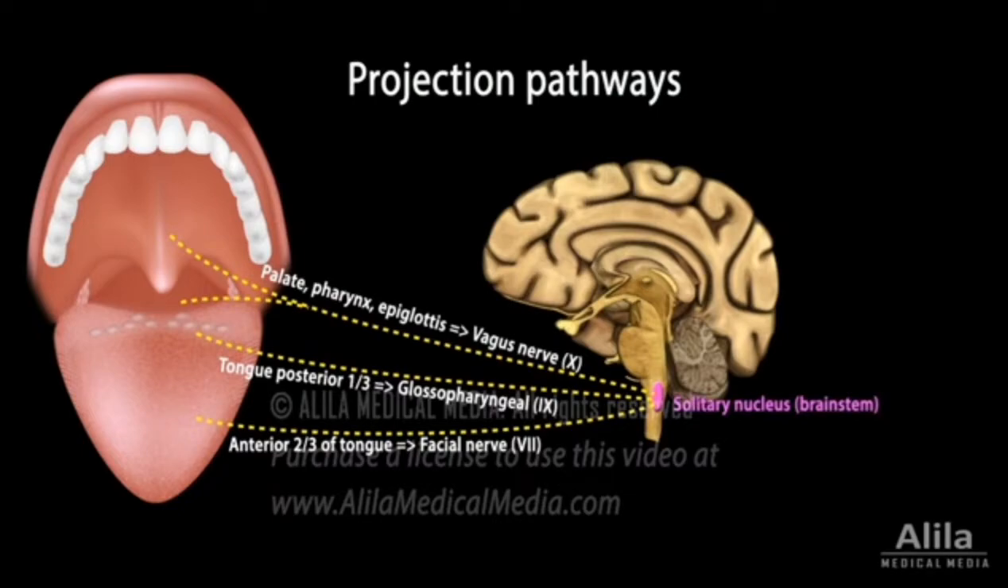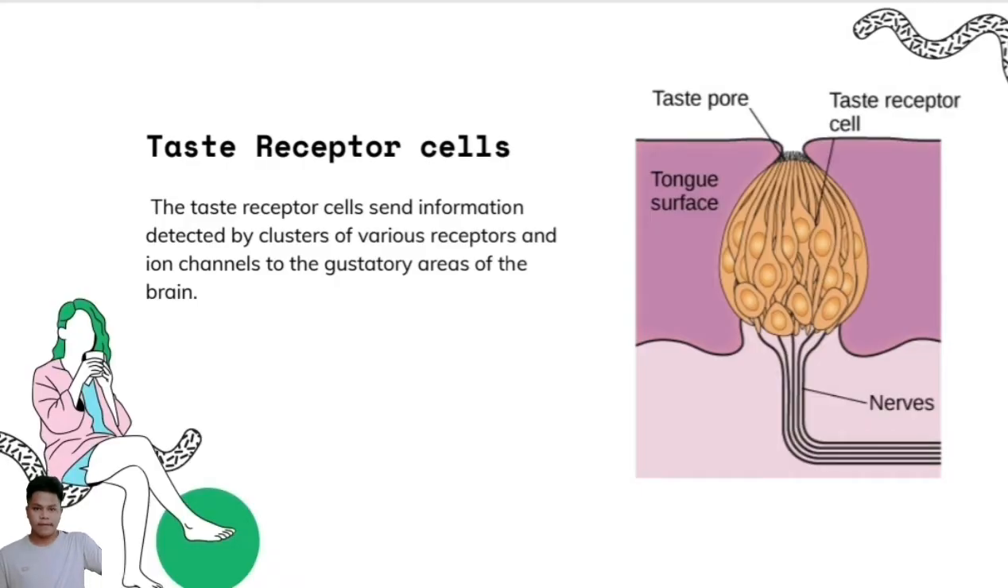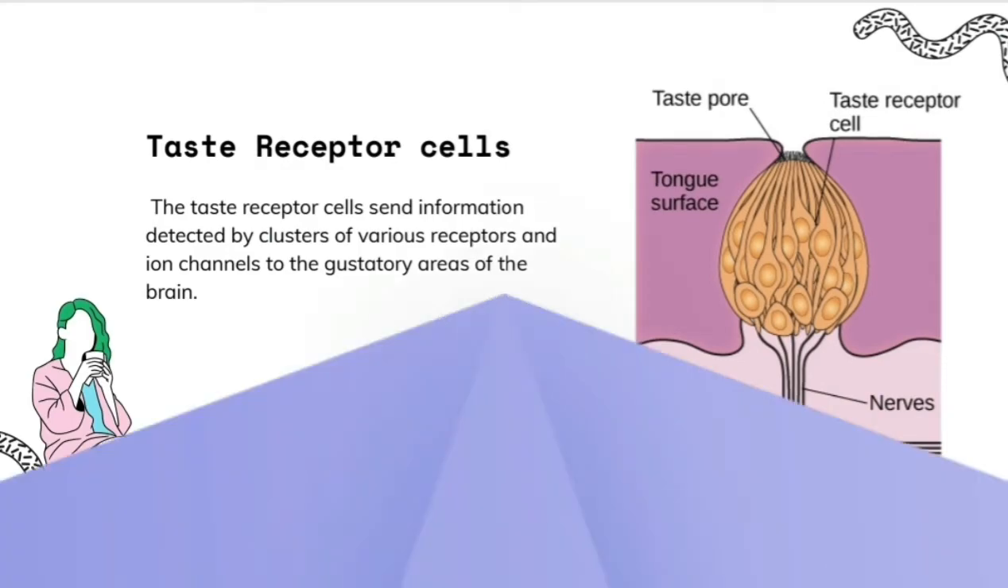From there, second-order neurons project to two destinations: the thalamus, where they synapse with third-order neurons which continue to higher cortical taste centers, and the hypothalamus and amygdala, where they trigger autonomic reflexes such as salivation, gagging, and vomiting, and provide input for regulation of eating behaviors. So that's all for the sense of taste.